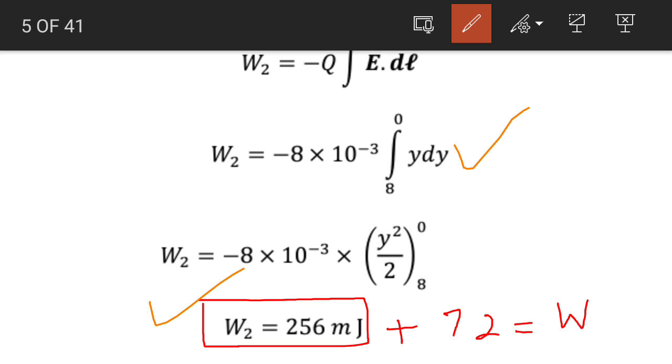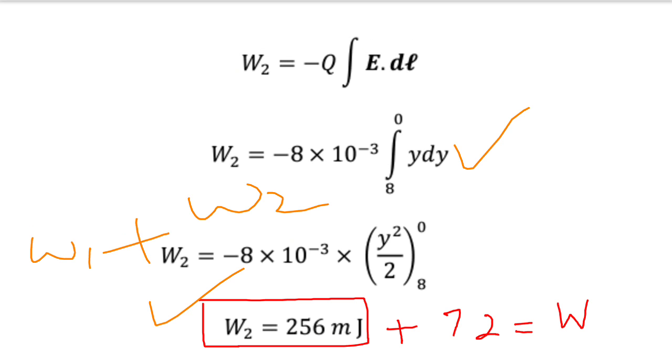256 millijoules. So if you want to calculate the total energy, it will be equal to W1 plus W2. So W1 plus W2 will give you the total energy. We have 256 millijoule plus 72 millijoule. Add these two and you get the answer.